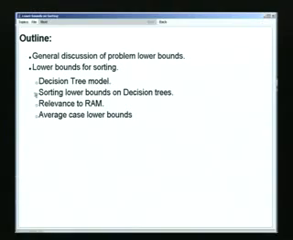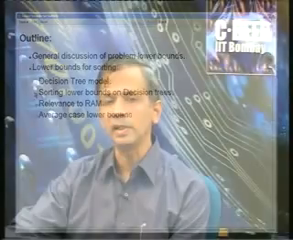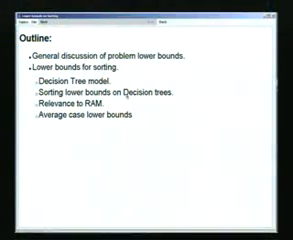Now, you may wonder, why do we care about decision trees? Isn't the random access machine or the RAM model, which we have defined and which we have been using so far in the course, a good enough model? Well, it turns out that whatever we do on decision trees is actually quite relevant to the RAM model. So, we will see this relevance. And then we will come to average case lower bounds. Again, we will prove average case lower bounds on decision trees, but all that will be relevant to the RAM as well.